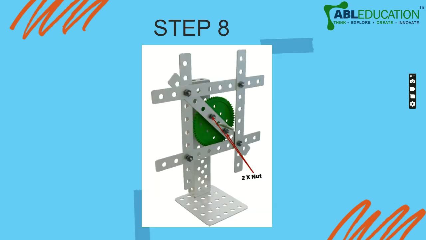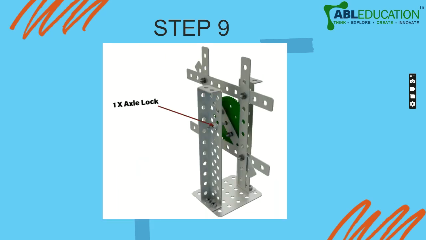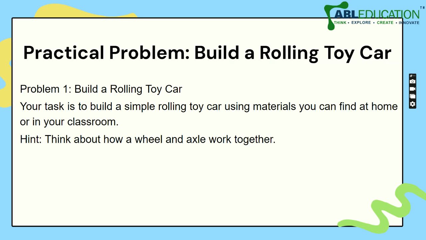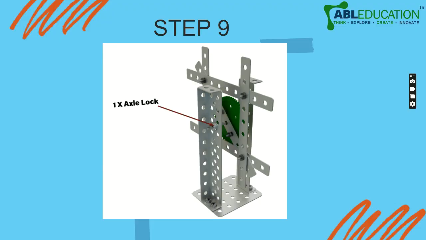Now use the mechanical model, use this mechanism that you just made and attach it to the axle of the Ferris wheel. Now lock it with the axle lock. So this is how you can build your own Ferris wheel.